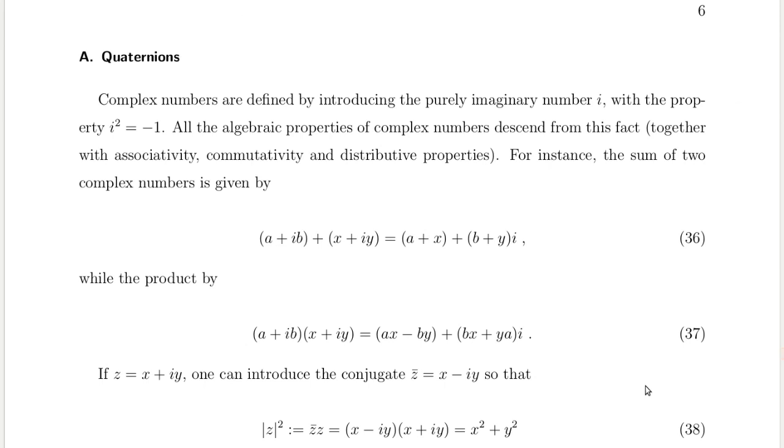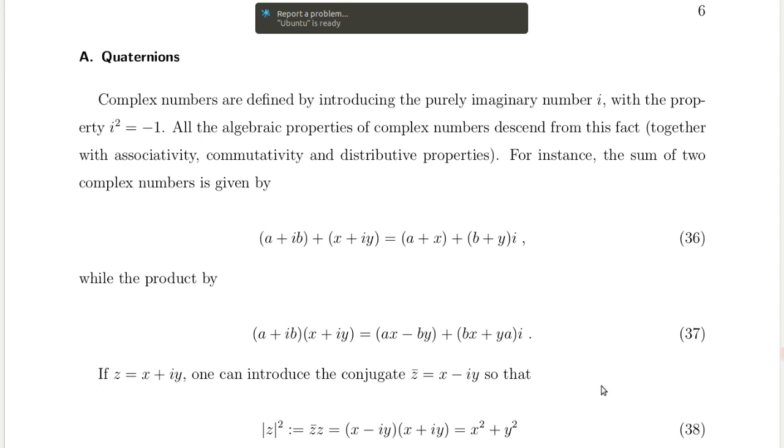So complex numbers can be defined simply by introducing a number, i, with unique properties, i squared equal to -1. And then all the algebraic properties of complex numbers derive from knowing that i squared is equal to -1 and that associativity, commutativity, and the distributive properties hold for sum and product.